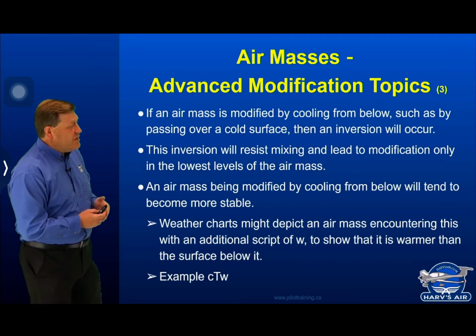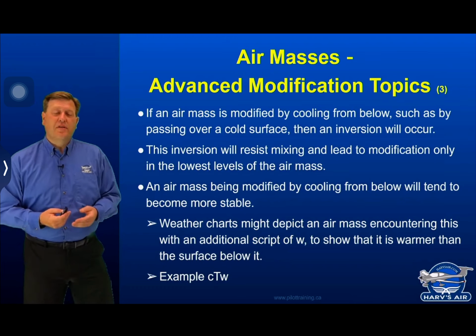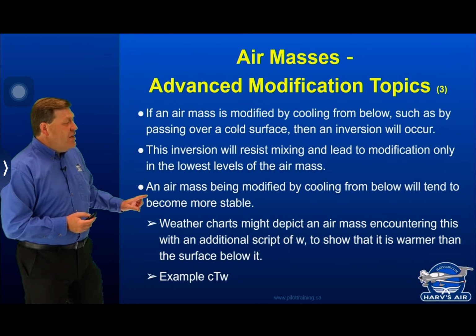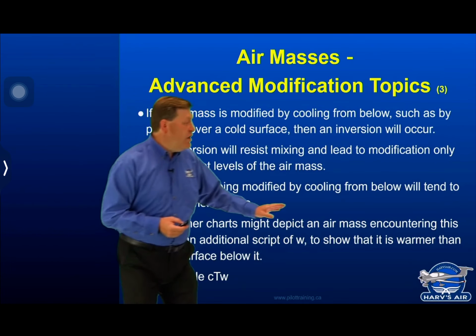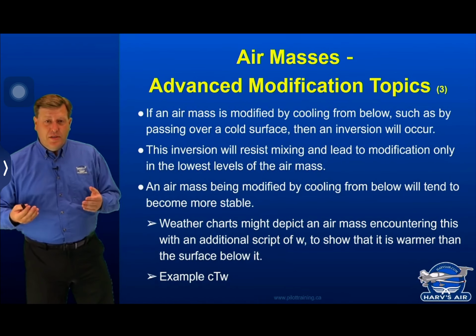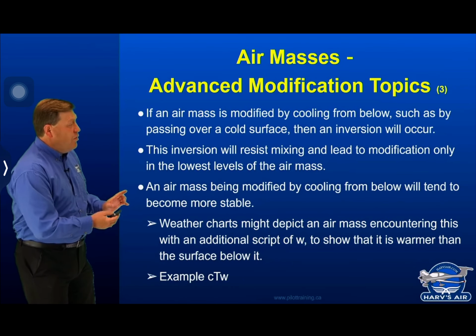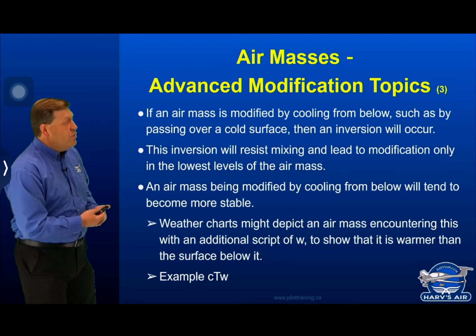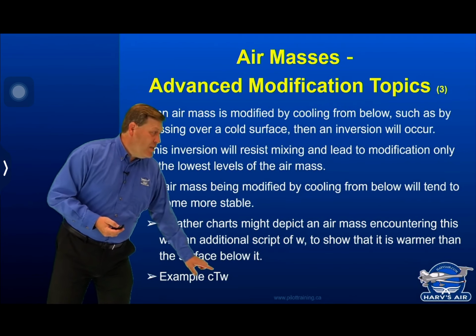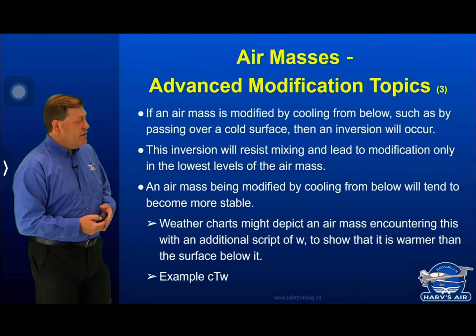So as a result, inversions resist mixing, and they lead to modification only in the lowest levels of the air mass. An air mass that is modified by cooling from below will tend to become more stable. Again, know this for the exam. Weather charts, as we've just seen, will depict such an air mass that's being modified by a W at the end, just like this CTW that we've got here.